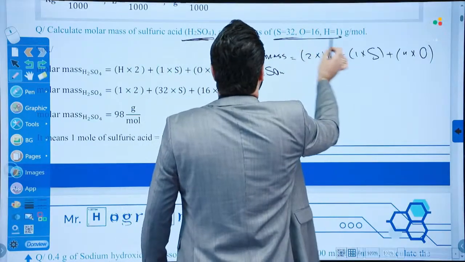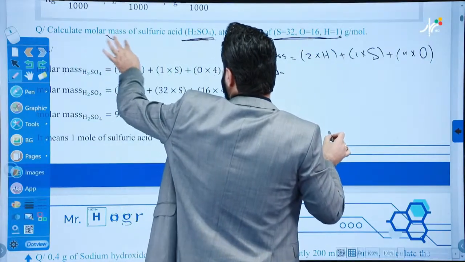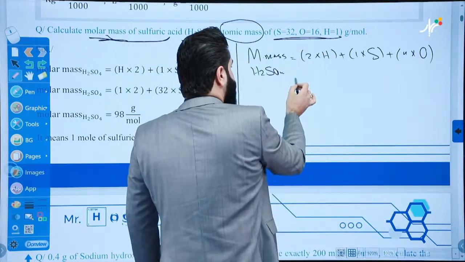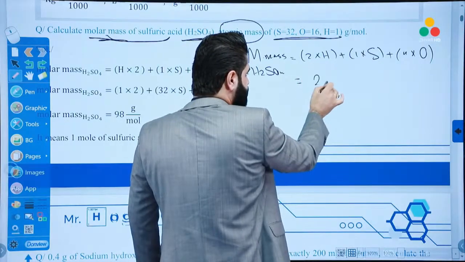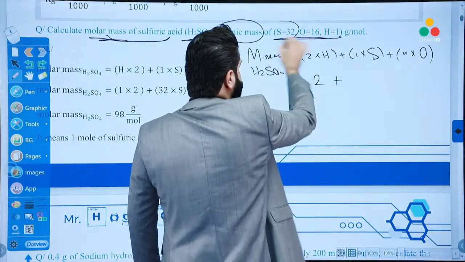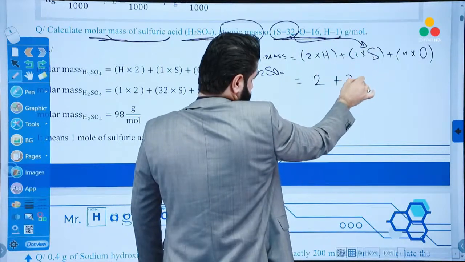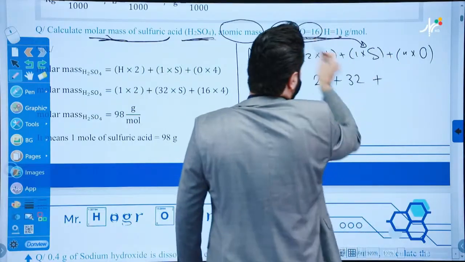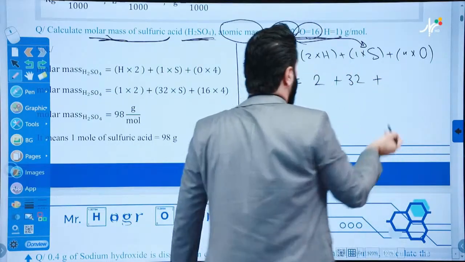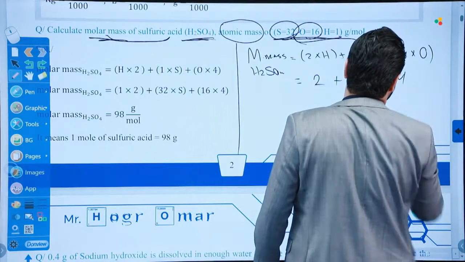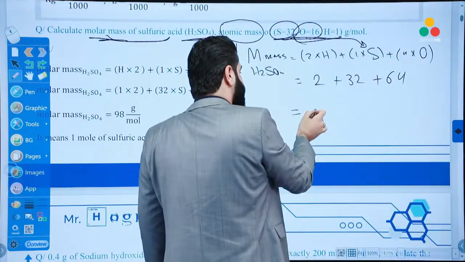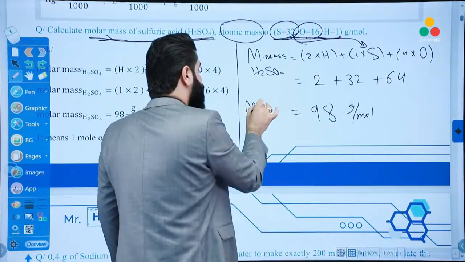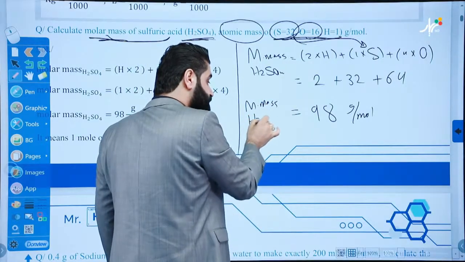Then substitute the atomic masses, because for the calculation of the molar mass, atomic masses must be given. The atomic mass of hydrogen is 1 times 2, that stays 2. Then 1 times 32 for the sulfur atom, 32, plus oxygen is 16 times 4. 16 times 4 equals 64. Then take all together, the final answer is 98 grams per mole. The molar mass of sulfuric acid is 98 grams per mole.